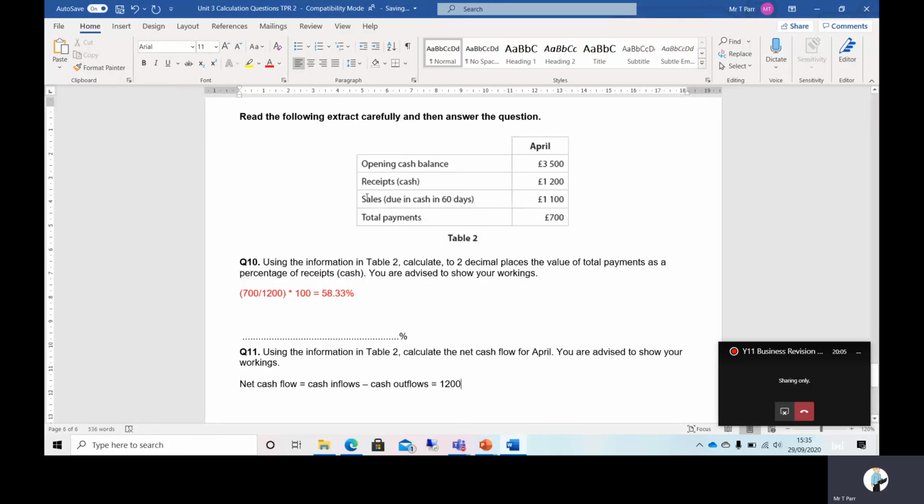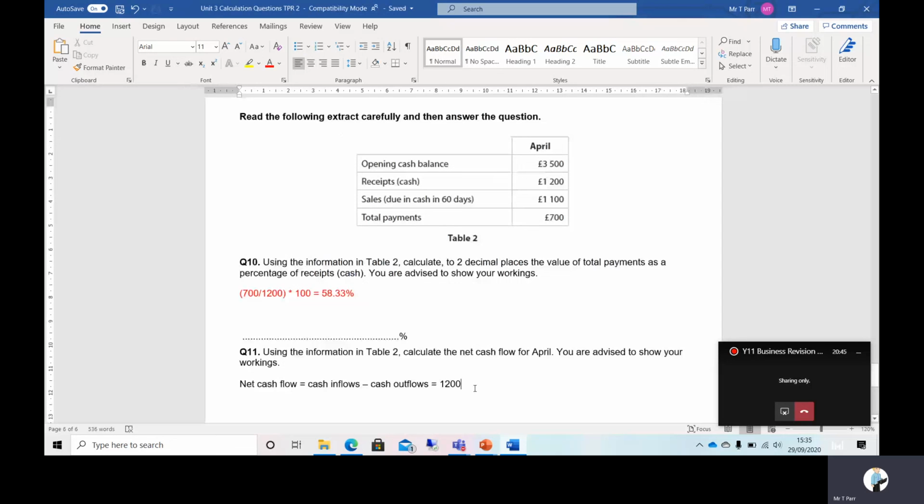Now, what we've got here is sales. Sales is not necessarily the same as cash, because it says it's due in cash in 60 days. So what does that mean? That might be an offer: buy now, pay in 2 months, buy now, pay later. Think about furniture shops, DFS, they have buy now, pay 2022 or something like that. So even though you make a sale, you haven't actually got that money, that cash from the customer yet. So you can't include it in your cash flow for this particular month because you haven't got it. Even though you've made a sale, you haven't had money yet. So you can't include it in a cash flow forecast or as a cash flow table.